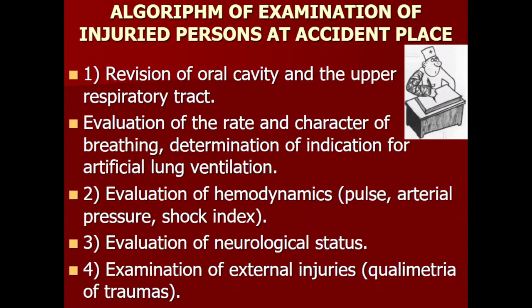Next, algorithm of examination of injured persons at the accident place. First, revision of the oral cavity and upper respiratory tract. Evaluation of the rate and character of breathing, determination of indications for artificial lung ventilation. Evaluation of hemodynamics: pulse, arterial pressure, shock index. Next, evaluation of neurological status. 4. Examination of external injuries, colorimetry of traumas.